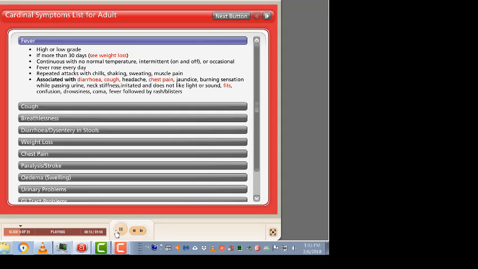Please click on the bars to review each adult symptom. When you are finished, click on the next button to advance to child symptoms.